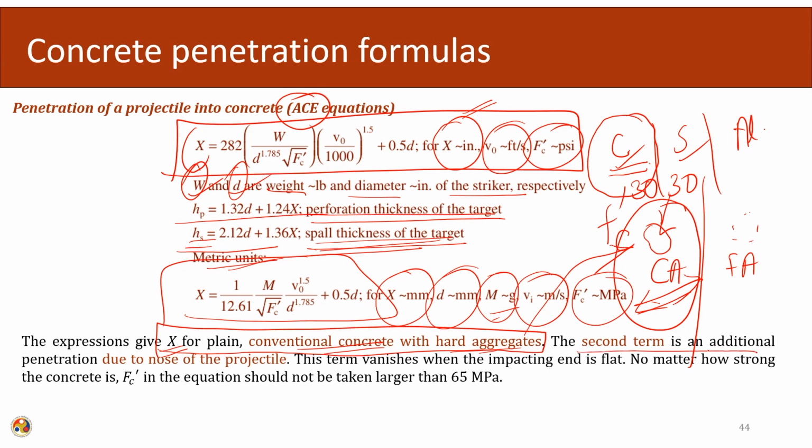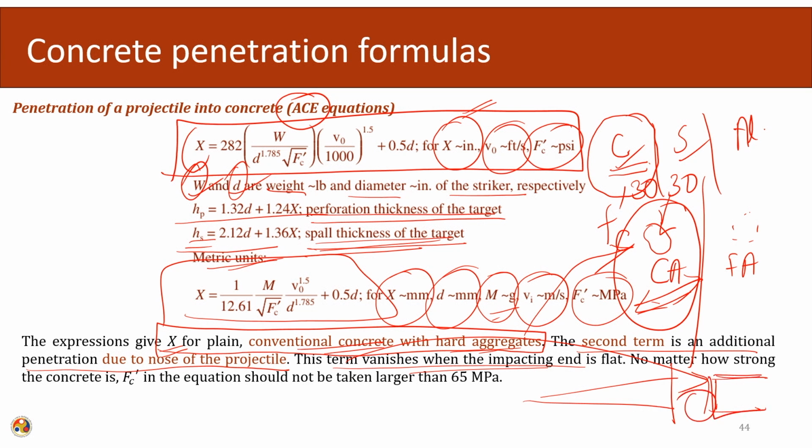The second term is an additional penetration due to the nose of the projectile. This term will vanish when the impacting end is flat. If my impactor looks something like this, then the second term will come into the picture. If my impactor is just flat like this, then this term will vanish. So this term will go to 0 for this type of impactor.